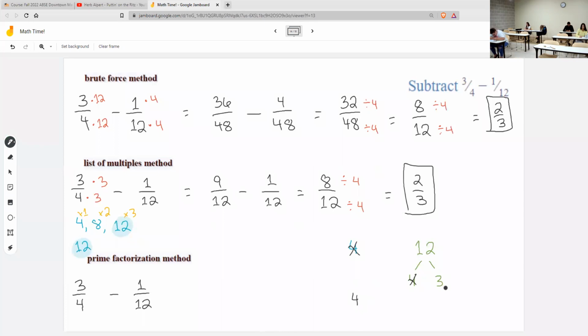And then this list only had a 3. So I'll put it there. So 12 is my common denominator. And the 4 tree will need a 3. So exactly the same math as before, but thinking about it a very different way. I got my 9/12 minus 1/12, which is 8/12, which is 2/3.